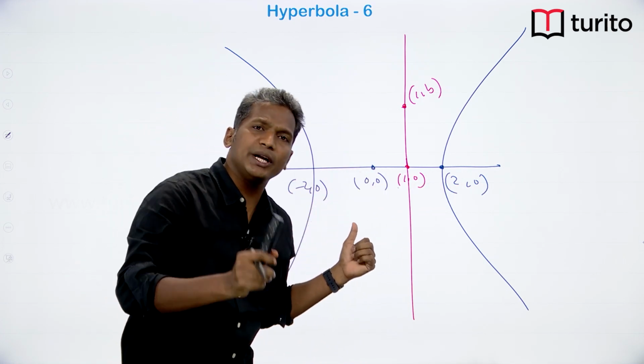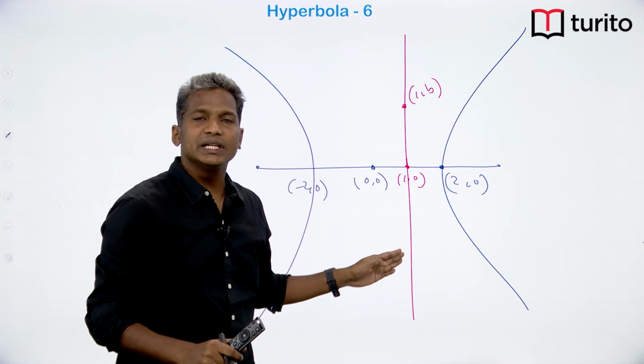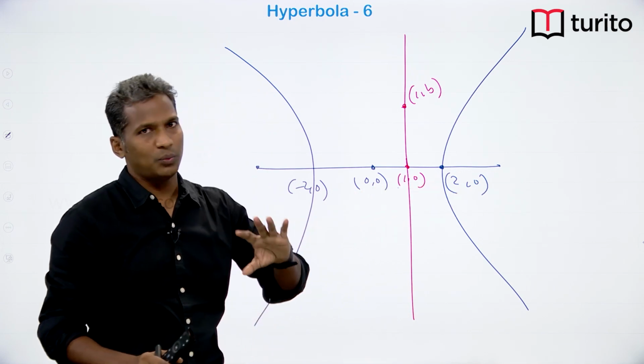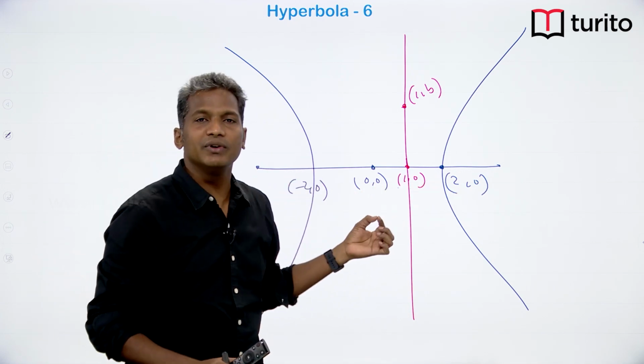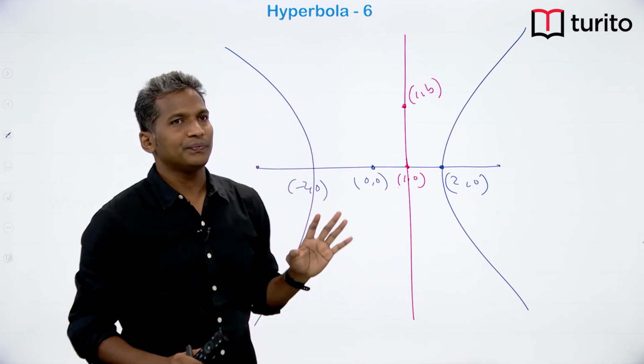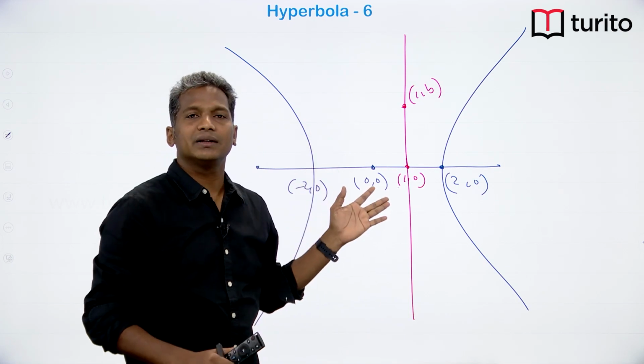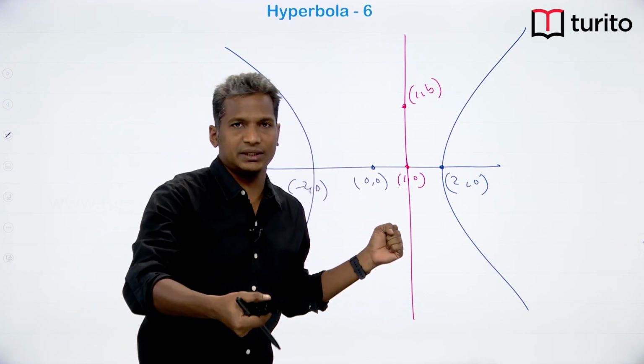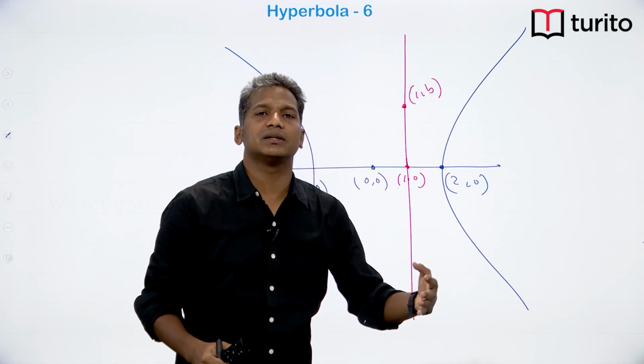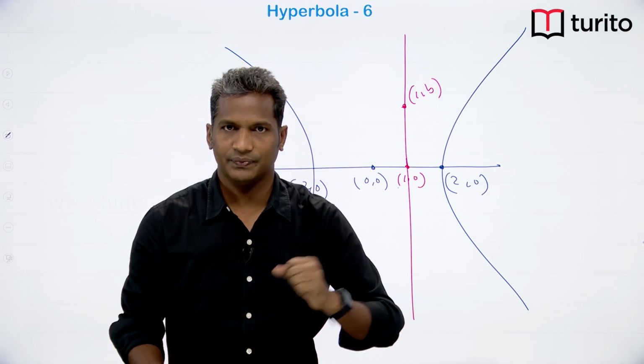Now check the location of this line with respect to the curve. Is there any point on the line which is interior to the curve? No point. Is there any point which is on the curve? No. So through any point on this red line, I can of course draw tangents, because through any external point we can draw tangents.